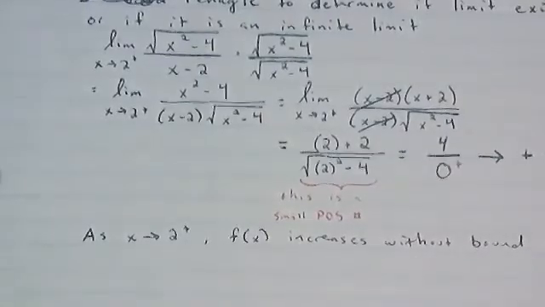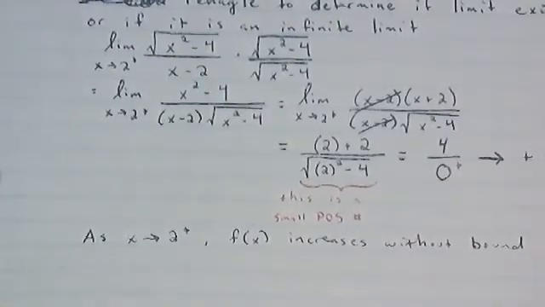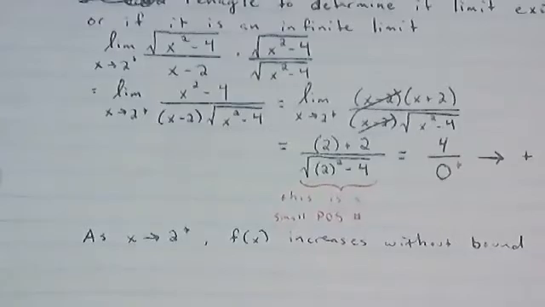The limit does not exist, but the function, from the right of 2, is going to increase without bound. Questions about example 2?